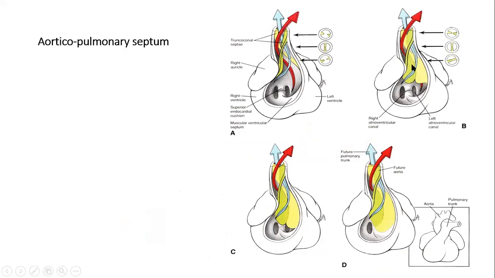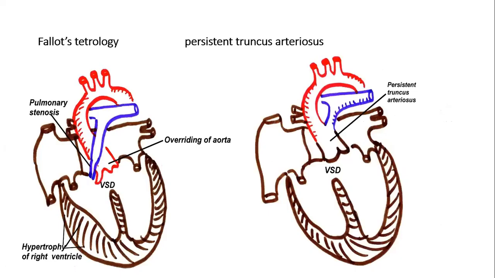Now with this septum being formed between the aorta and the pulmonary trunk, they are getting separated, just like the septum is formed below, separating the two chambers. So the septum will continue above, forming the future aorta and the future pulmonary trunk. Now, what happens if there is no formation of this kind of septum, the ventricular septum?